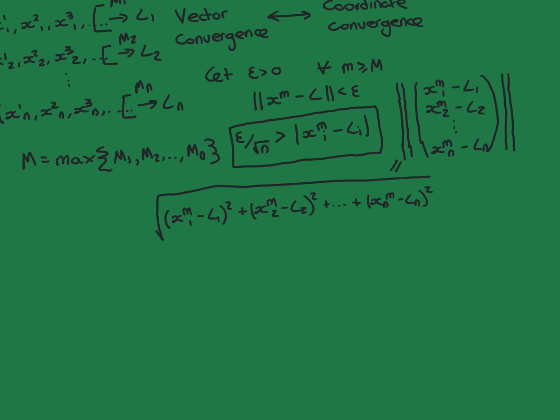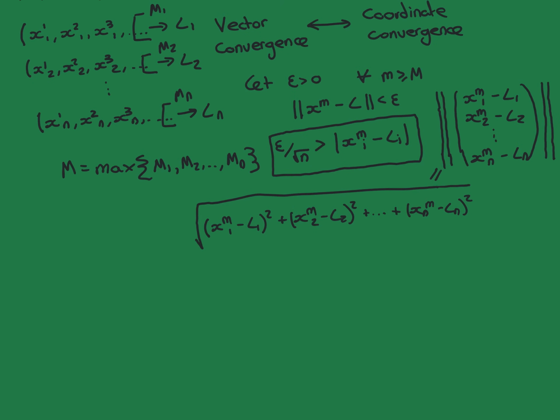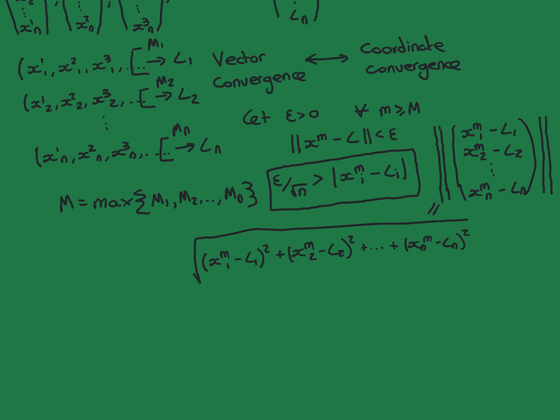So what we know is something about all of these bits here, the coordinates of this vector that we're taking the norm of. Because remember, little m is greater than or equal to big M, and big M was the maximum of all of these big M's here. So little m is going to be in the tail end of all of these coordinate sequences here, i.e. if you look at the modulus of x_mi minus Li, where I've left i general, it could be any one of these coordinates here.